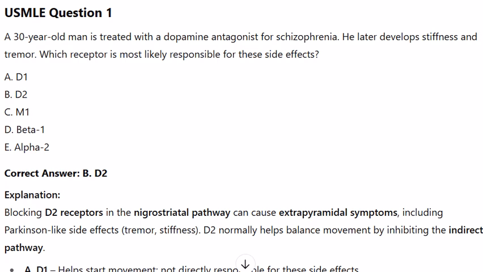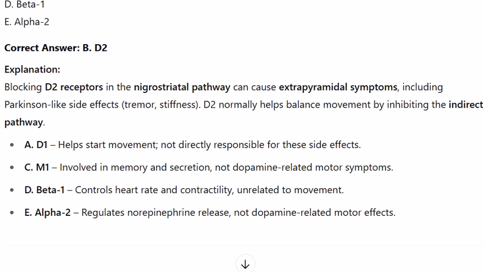C, M1, involved in memory and secretion, not dopamine-related motor symptoms. D, beta 1, controls heart rate and contractility, unrelated to movement. E, alpha 2, regulates norepinephrine release, not dopamine-related motor effects.